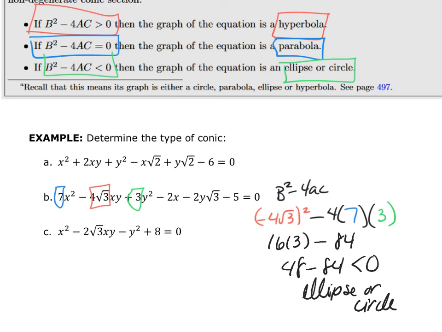What questions do you have for me? All right, please do A and C then. Determine the type of conic.